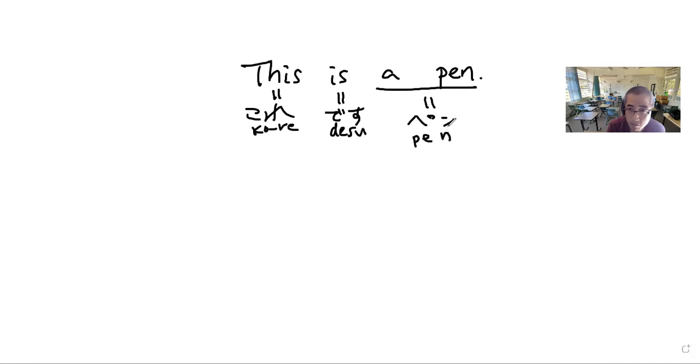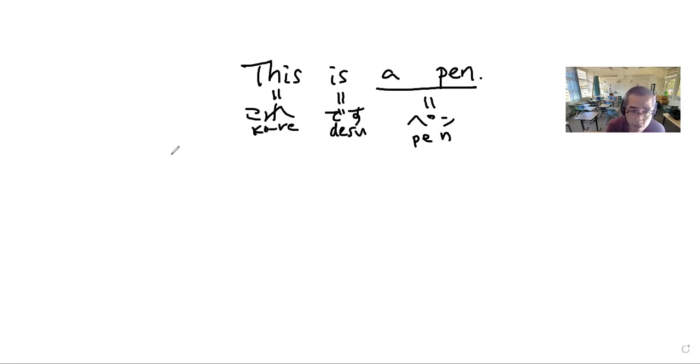Okay, in Japanese language, we don't say "a". We just say pen. In Japanese language, we don't care much about this kind of a or an or the. So you might say これです pen. But unfortunately, this is not quite right because the Japanese sentence has a unique word order.